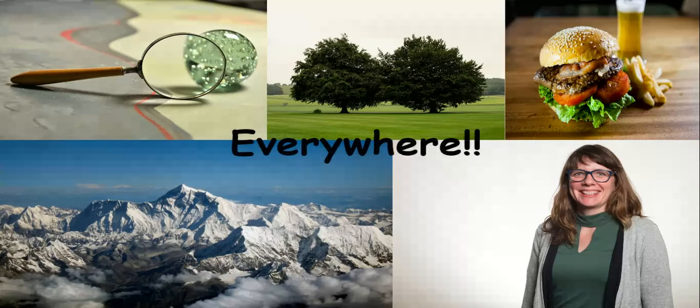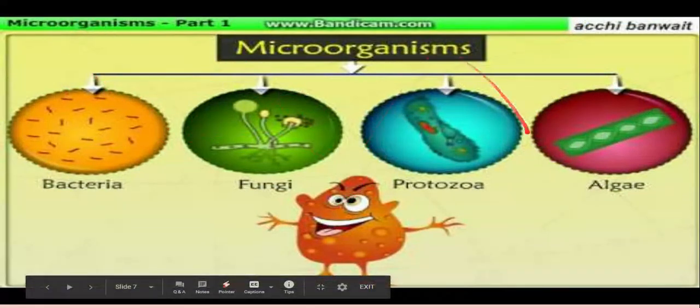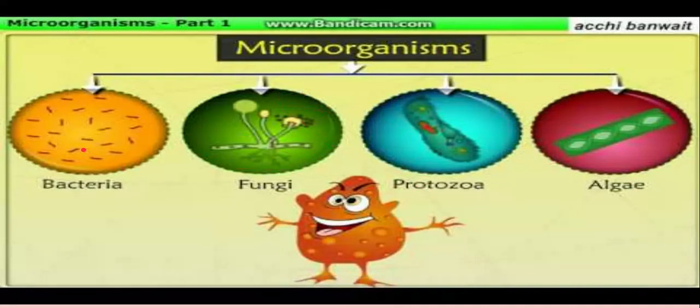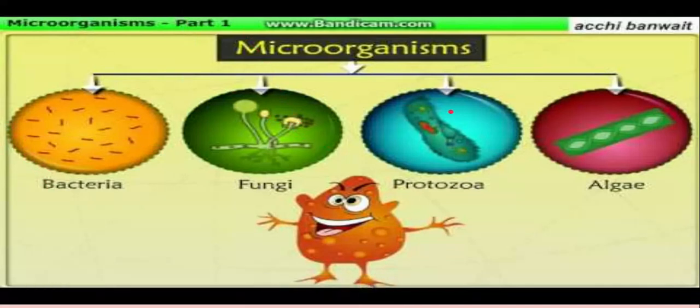Now let's see the types of microorganisms. Here are the four types of microorganisms: bacteria, fungi, protozoa, algae. I guess you must have heard the terms bacteria and fungi quite often. Protozoa and algae can be new to you, but many people who live in damp places must be knowing algae too, the green thing which comes in the soil.